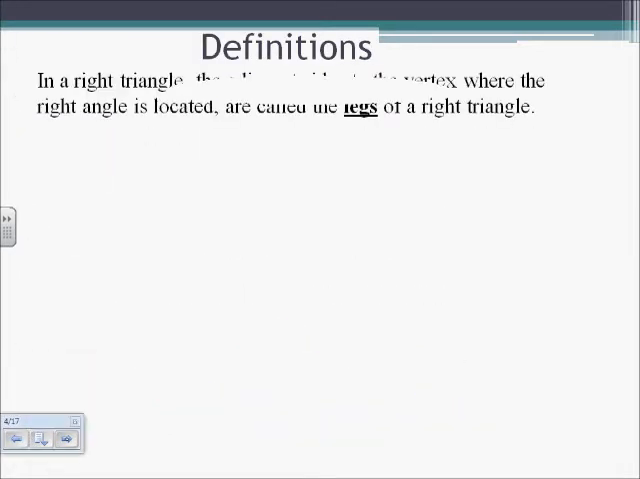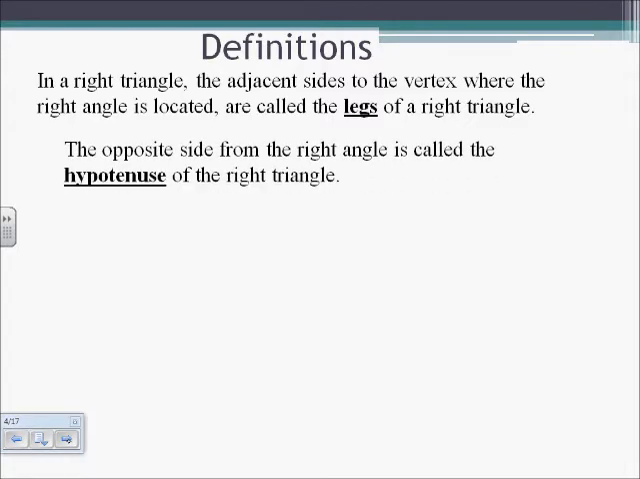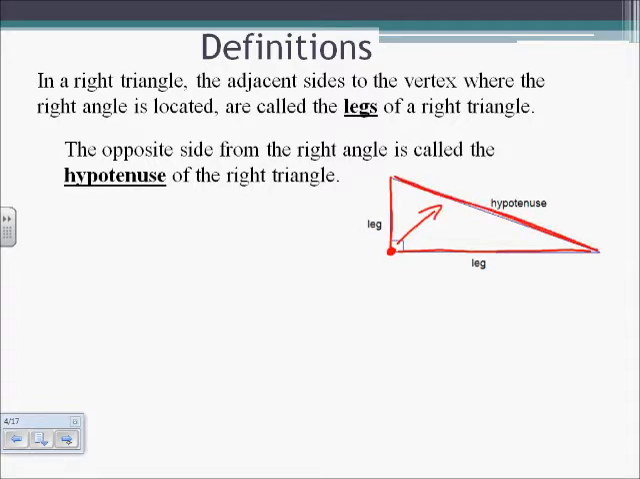Alright, continuing on with definitions. In a right triangle, the adjacent sides to the vertex where the right angle is located are called the legs of a right triangle. The opposite side from the right angle is called the hypotenuse of the right triangle. We'll take a look at the picture here. We have our vertex at the right angle. We have a leg and we have a leg. The side opposite the vertex here is known as the hypotenuse. And this will come up more when we talk about trigonometry later in the year.